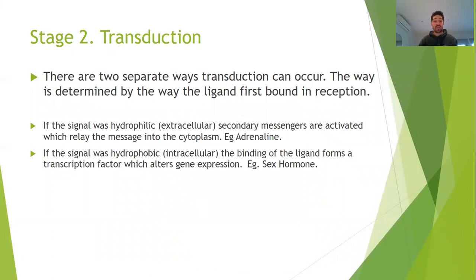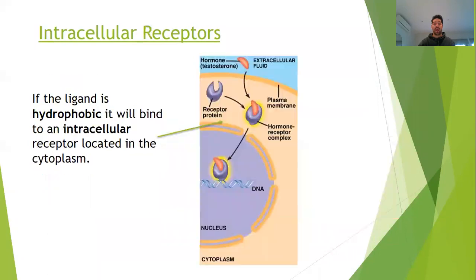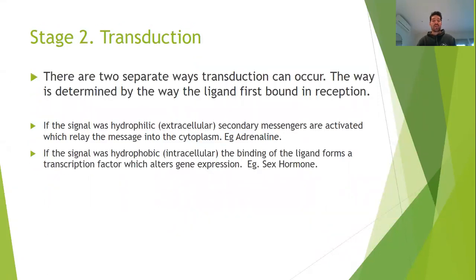Stage two is transduction. Now, transduction is different depending on where it bound in the first place. So we looked in the last slide, it was either inside or outside. Well, stage two actually is determined by which way that binds. So if it bound to the outside, it starts activating these secondary messengers which allow the message to pass inside the cell. But if it was an inside or an intracellular receptor, usually that forms a transcription factor which alters gene expression. So it's a little bit tricky, but hopefully these diagrams will sort of clear that up.